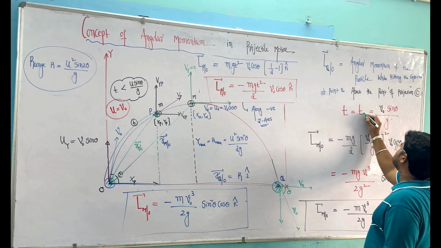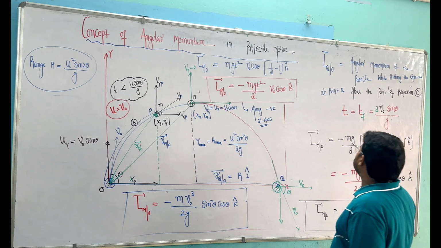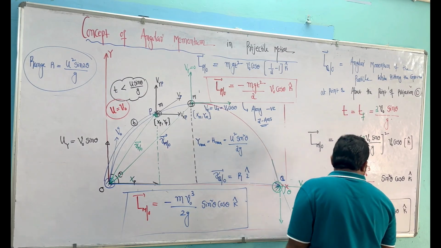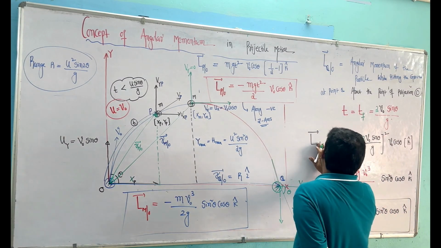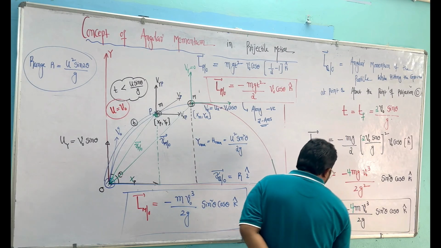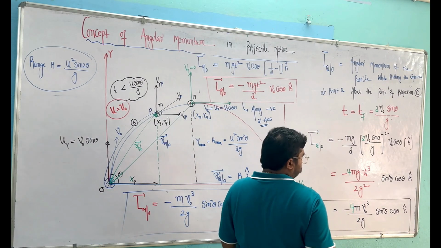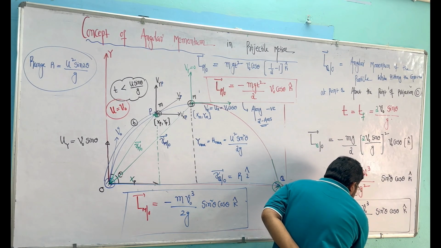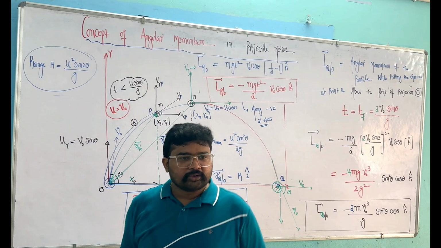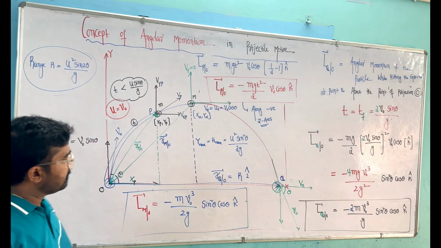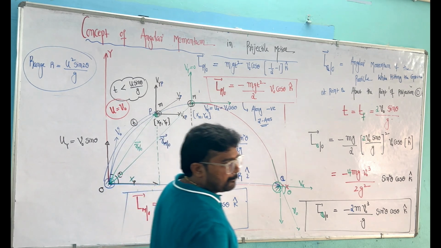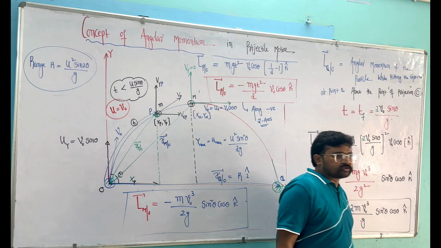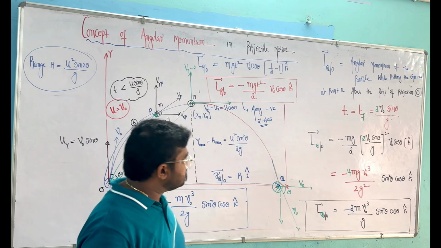T becomes equal to how much? Time of flight into 4. Are you clear? At point Q, about point O, you will get 2 times of this. Then finally 2 times of this. Understood or not? Minus 2 times of m v naught cube into sin square theta cos theta by g.